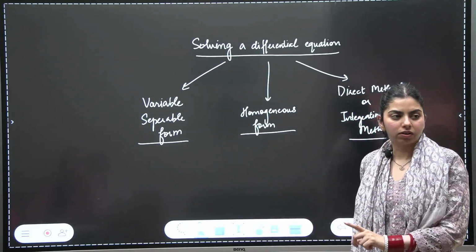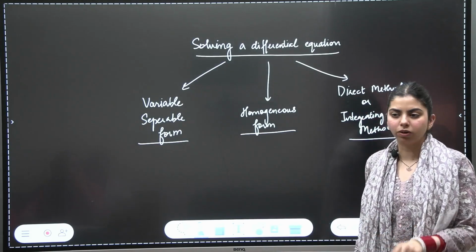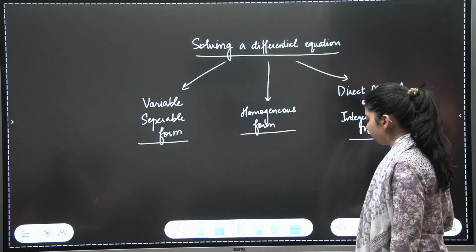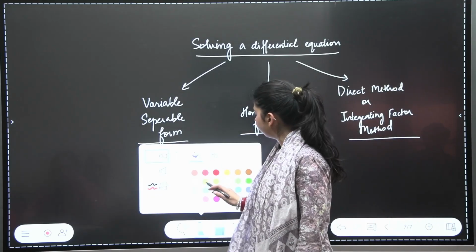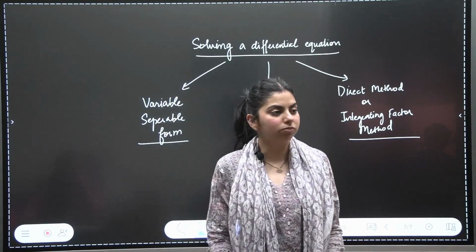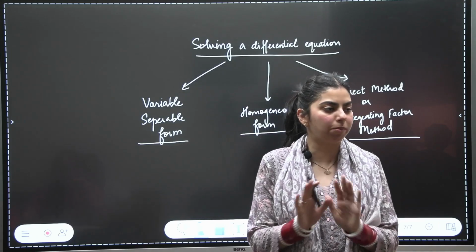We'll start with one method at a time. We'll pick it one by one and we'll try the questions, right? So I'll start with the variable separable form. I'll write some differentiation here so you can clearly see. Variable separable form, as the name suggests, you would be able to separate your variables.